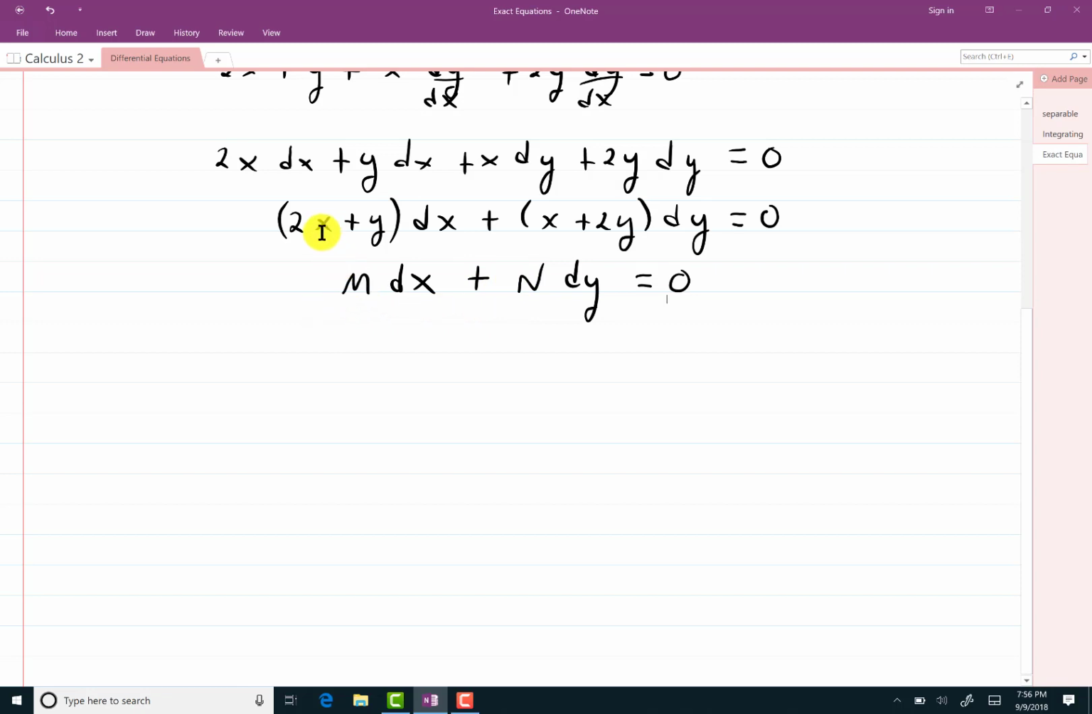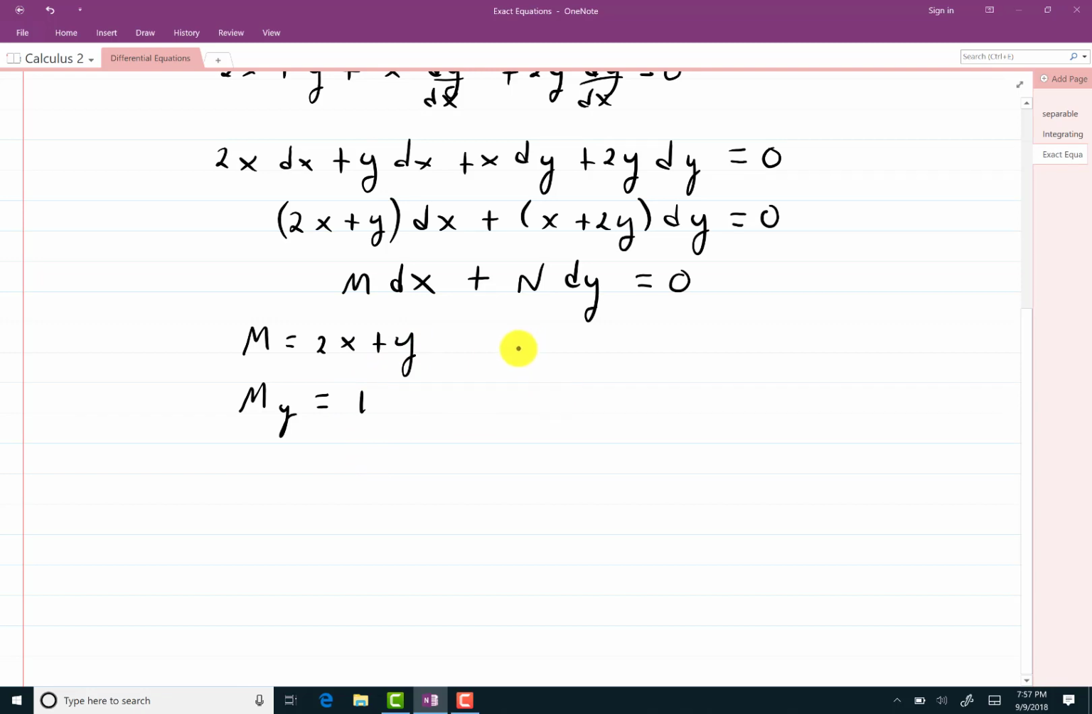I'll show you what I mean. M in this case is equal to 2x plus y. And now, I am going to take the derivative of m with respect to y. So m sub y equals. Now, if I am taking the derivative with respect to y, I am acting like x is a constant and y is the variable. If that's the case, then, since x is a constant for this type of derivative, the derivative of 2x will be 0, the derivative of y will be 1.